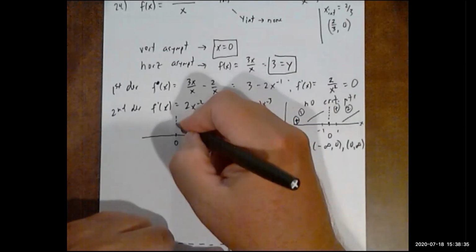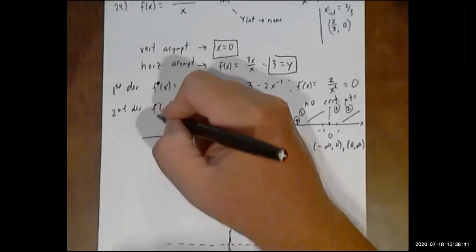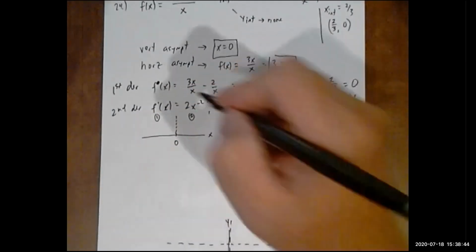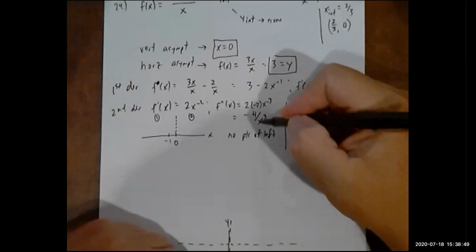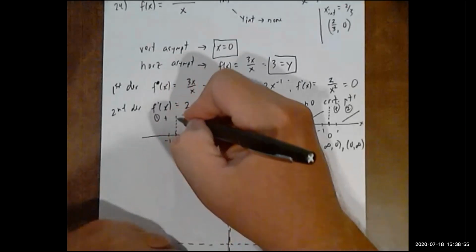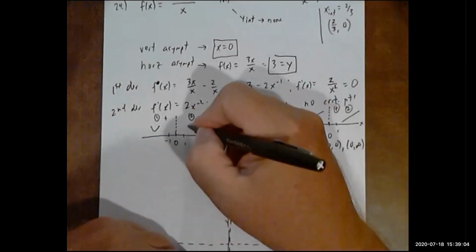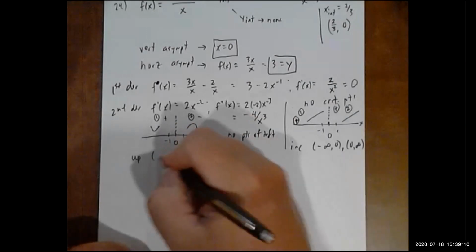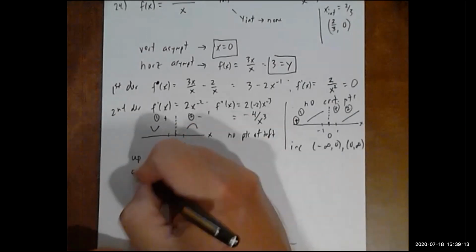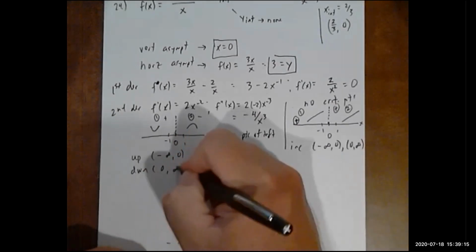If I look at where this is undefined, it breaks it up into two regions once again. If I plug in negative 1 into my second derivative, this bottom becomes negative. Two negatives make a positive. So concave up. If I plug in 1, it's negative. Concave down. So up is negative infinity to 0. Down is 0 to infinity.